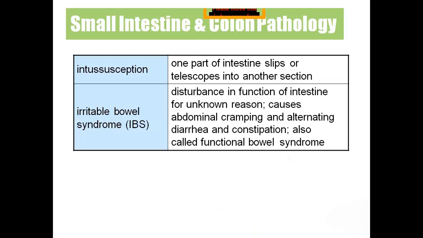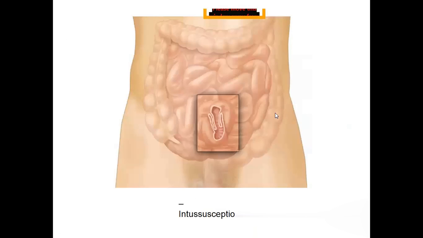And intussusception. If one part of the intestine slips or telescopes into another section, there is a picture also. This is intussusception. So this part of intestine slips or telescopes into this part of intestine. This we call it as intussusception. So this intussusception leads to intestinal blockage. It further leads to ileus.